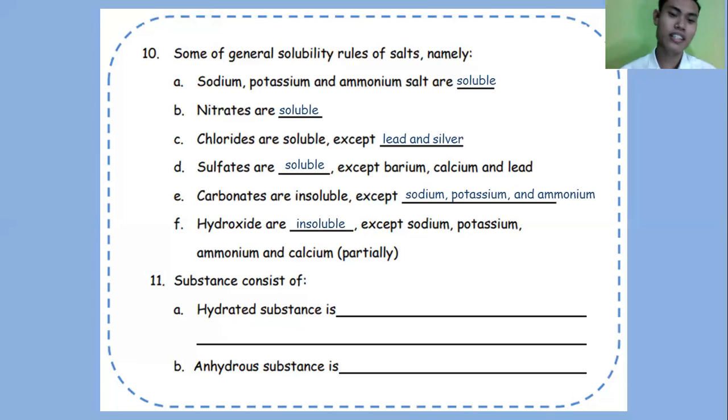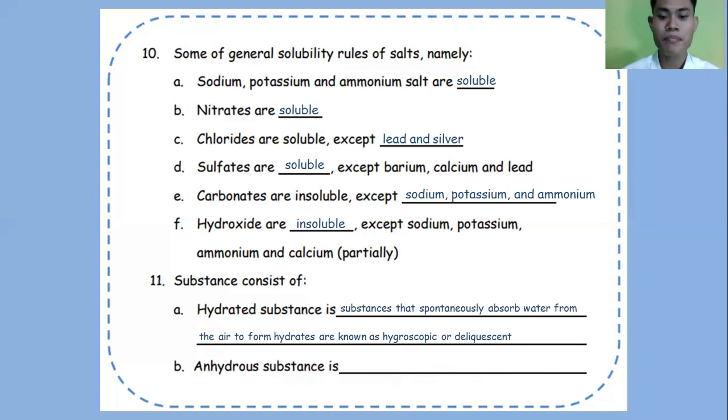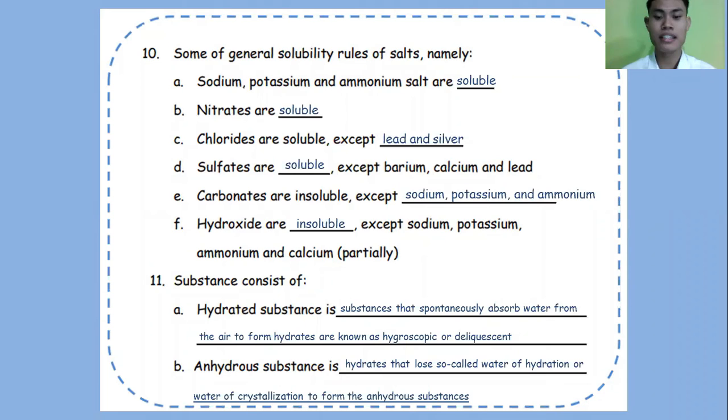Okay, thank you, Windu. Well, number 11. Substance consists of A, hydrate substance, and B, anhydrous substance. So, hydrate substance is a substance that spontaneously absorbs water from the air to form hydrates, known as hygroscopic or deliquescent. And B, an anhydrous substance is hydrates that lose so-called water of hydration or water of crystallization to form the anhydrous substance. Okay, good, Windu.